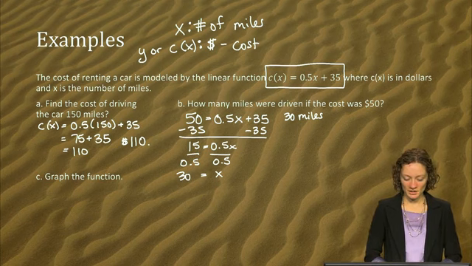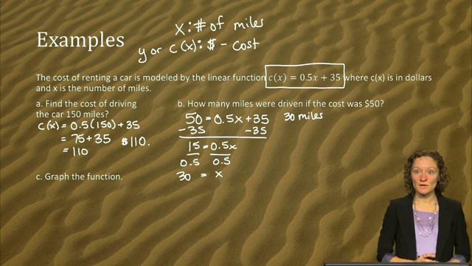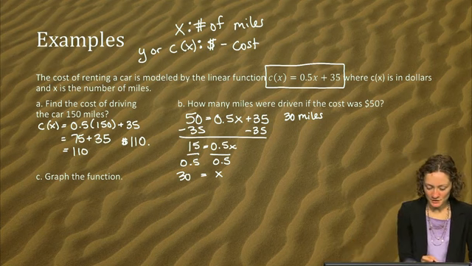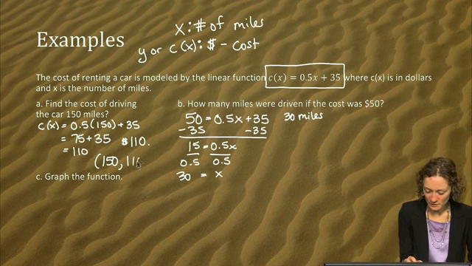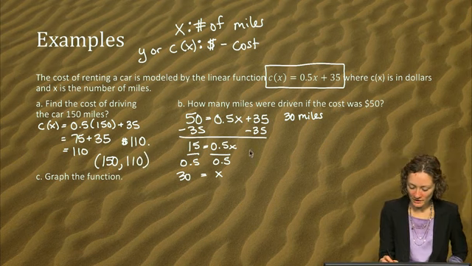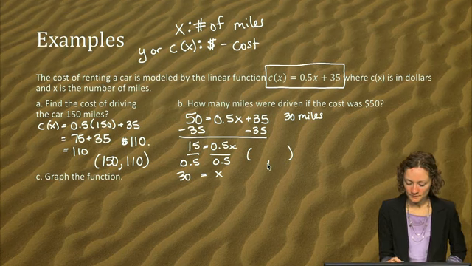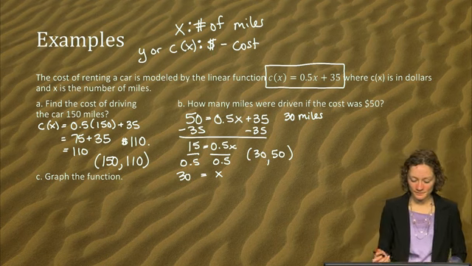Okay, then the last question is graph the function. Graph the function. How can we graph this? Well, from A and B, we got two ordered pairs. For this one, we were given an x of 150, and we found the corresponding y value to be 110. For the second one, we were given a y value of 50 and solved for x and found 30. So we have two ordered pairs.